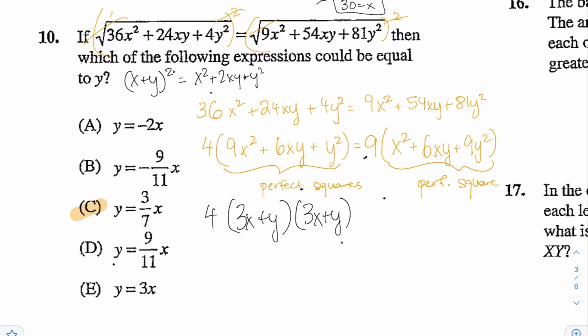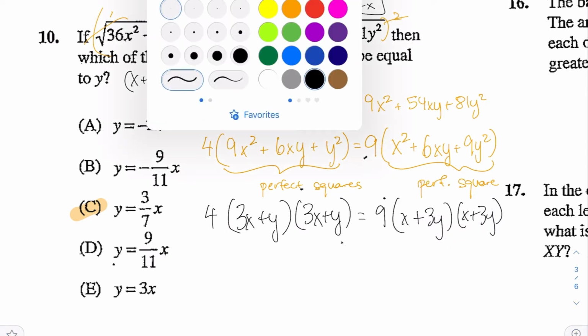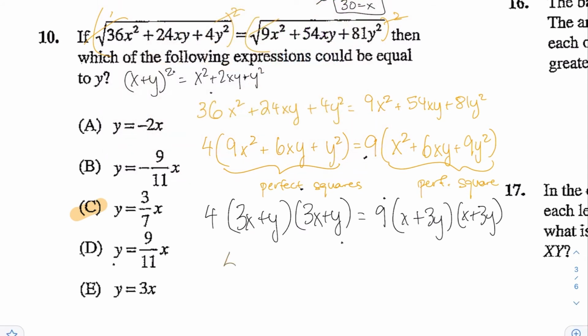So that's how you factor that. 3x plus y times 3x plus y. You can FOIL first, outer, inner, last to double check. On the right side, you have x plus 3y times x plus 3y. Again, you can FOIL to double check. So just FOILing. And here, because it's the same factor, just multiplied again, you can rewrite this as a square.